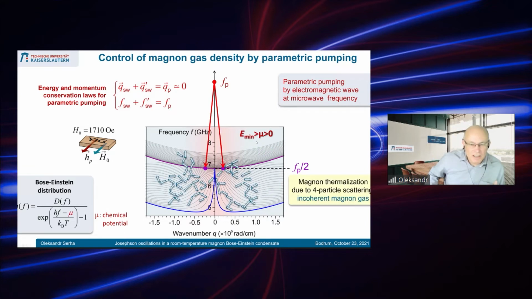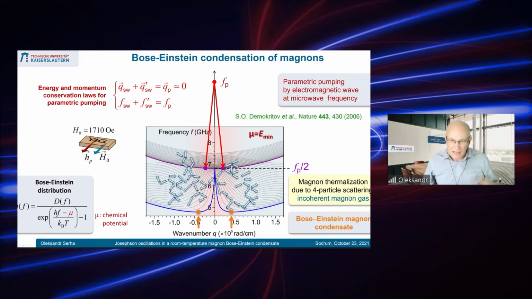In order to change the chemical potential, magnons should thermalize, and quasi-equilibrium should be reached in our system. Thermalization develops very fast. If we inject a lot of magnons, the density of magnons is high and the probability to scatter is high. The thermalization time is approximately 10 nanoseconds, while the lifetime is a few hundreds of nanoseconds. That is why magnons thermalize due to particle scattering processes and an incoherent, overpopulated magnon gas is created. And if the density of this gas is high enough, we can observe Bose-Einstein condensation at the minus k and plus k positions at the minimum of the magnon spectrum.